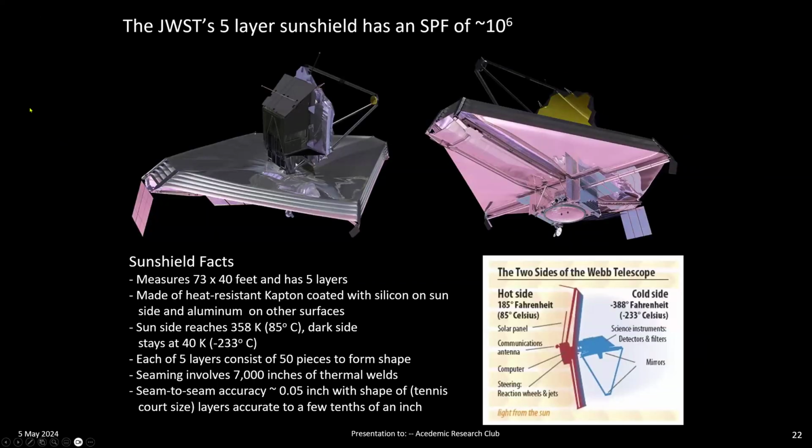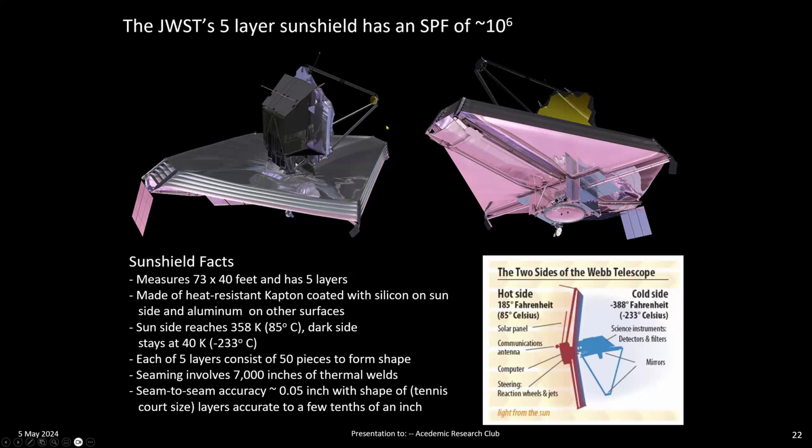Okay, let's talk a little bit about that sun shield. The JWST sun shield has an SPF of 1,000,000. So if you had this on the beach, you would be very well protected. It has 5 layers to give it that SPF of 1,000,000. Each layer is made of a heat-resistant plastic-like material called Kapton that is thinner than a human hair. The sun shield is the size of a tennis court, about 70 by 40 feet.